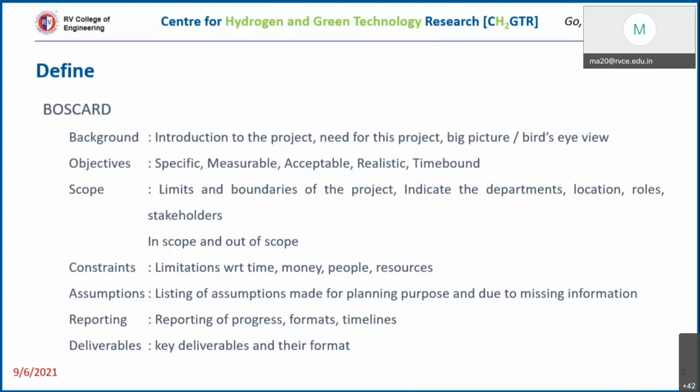So finally, D of postcard stands for deliverables. What is it that you are going to deliver at the end of the project? Is it just a 10-page report, or a prototype, or a product, or a process? These become the deliverables. At the beginning of the project, you need to clearly know what you are supposed to deliver. So what are your key deliverables and their format? These are the things you need to know in any project.